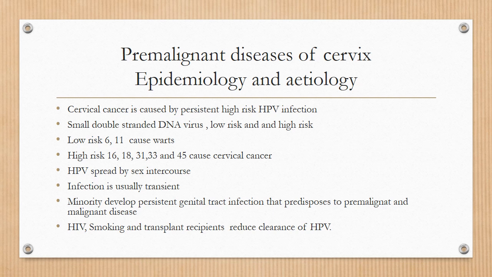Then different pre-malignant lesions of the cervix. They are very important because they are precursors of cervical cancer. And cervical cancer is caused by persistent high-risk HPV infection. HPV is a small double-stranded DNA virus. It could be high risk and low risk.